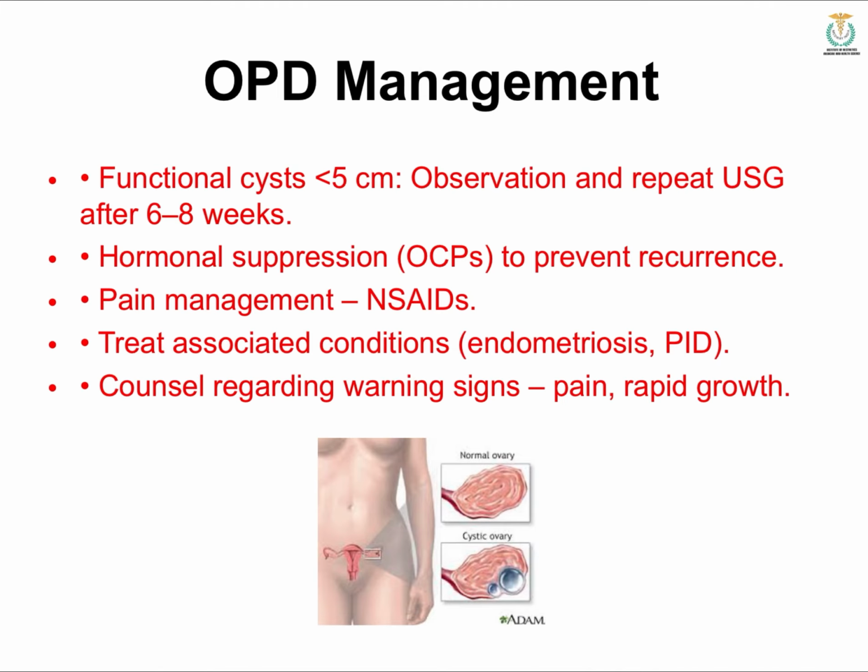In hormonal suppression, you can give OCPs to prevent recurrence. OCPs suppress ovulation and prevent new cysts. Then pain management with NSAIDs, and treat any associated conditions like endometriosis or PID accordingly. You also have to counsel the patient regarding warning signs such as pain and rapid growth.